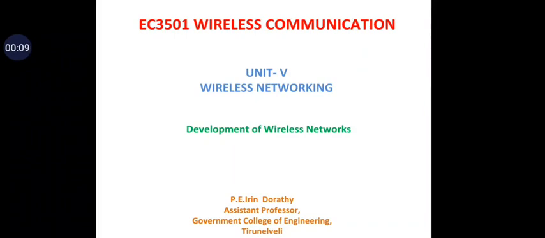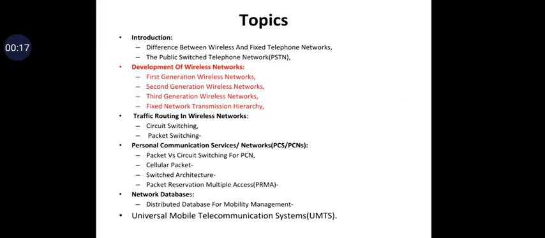Fifth unit is wireless networking. The second topic in this fifth unit is development of wireless networks. These are the topics in the fifth unit. Second topic is development of wireless networks. Here we are going to see about the first generation, second generation, third generation and fixed network transmission hierarchy.